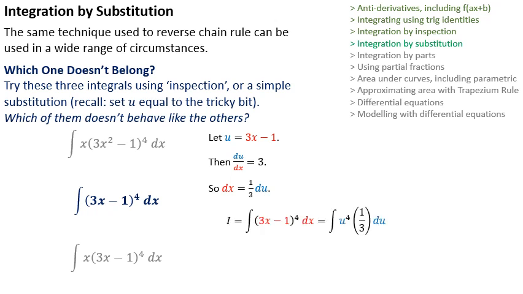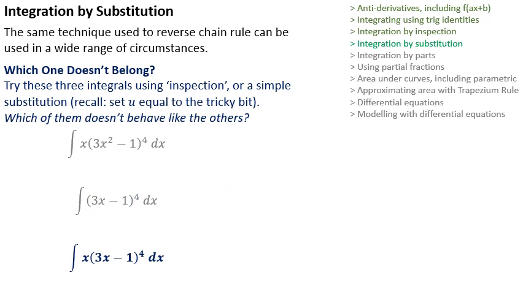And if we do that, the entire integral sorts itself out straight away. The 3x minus 1, of course, gets replaced with u, and dx is replaced with a third du. Now we have an integral which doesn't involve any x's at all, so we can integrate directly. u to the 4 becomes u to the 5 over 5 once more, and we end up with 3x minus 1 to the power 5 all over 15.